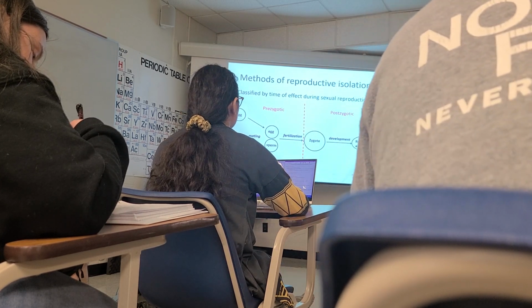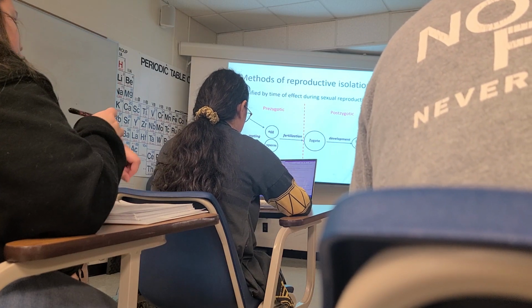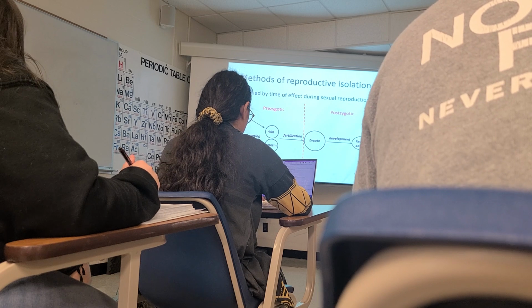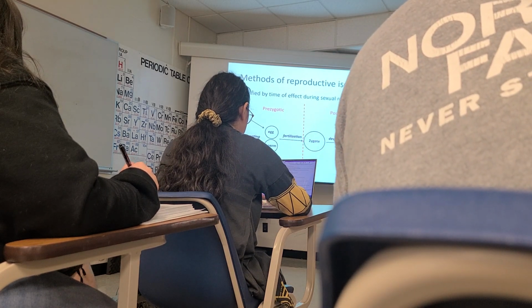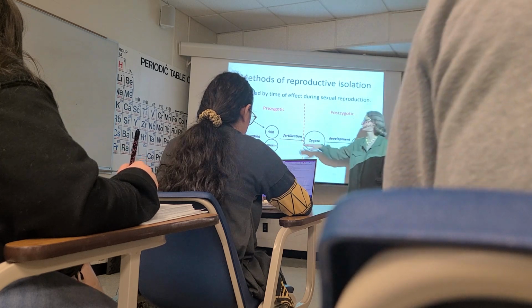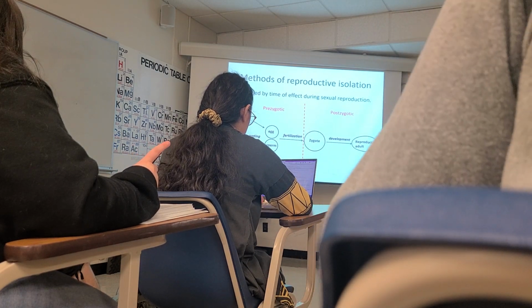But there are specific examples that fall within each of these categories. One of the things I want you to think about as we go through the specific examples is exactly which one of these steps is being stopped, right? Is mating being stopped? Is fertilization being stopped? Is development being stopped? Is the offspring being prevented from reproducing?